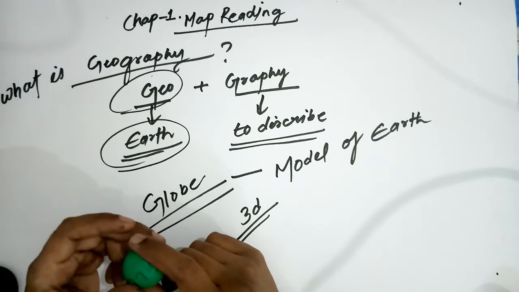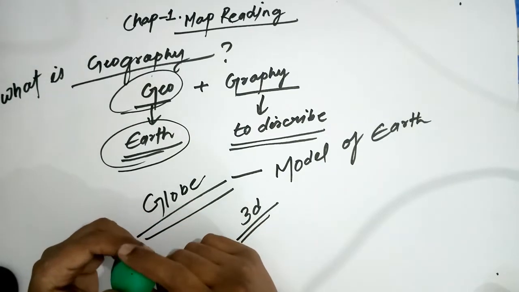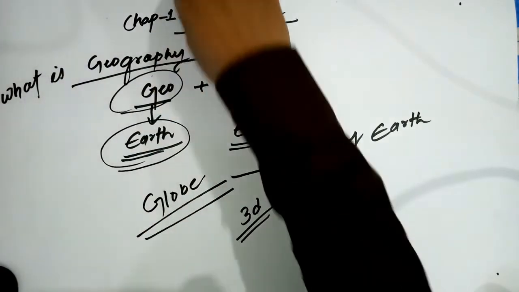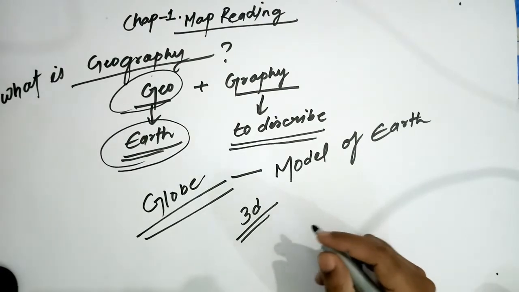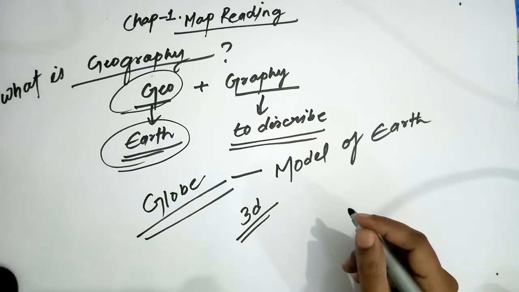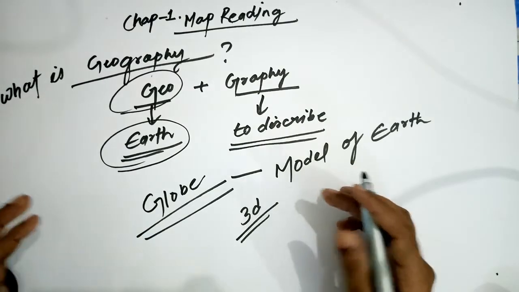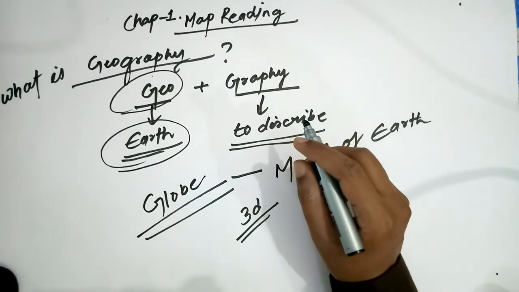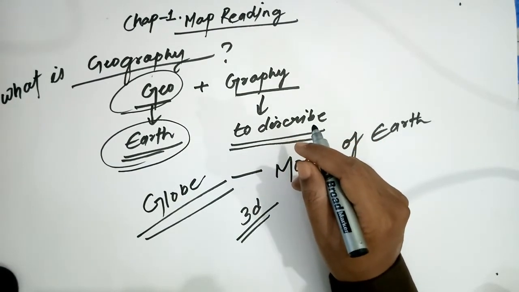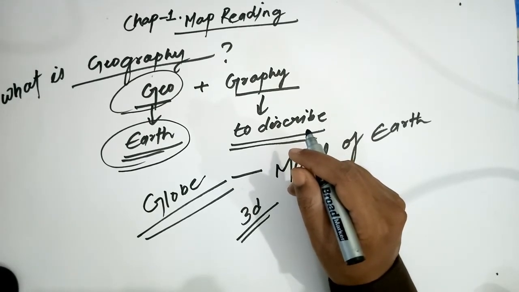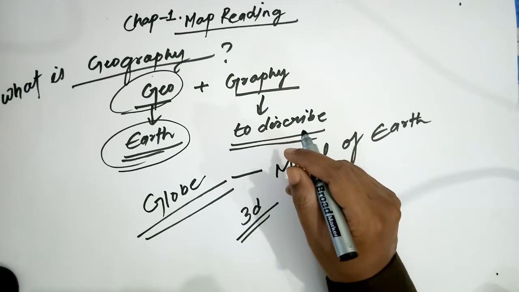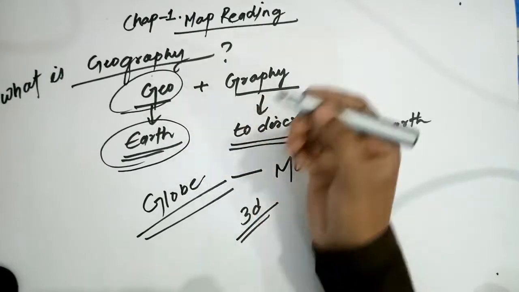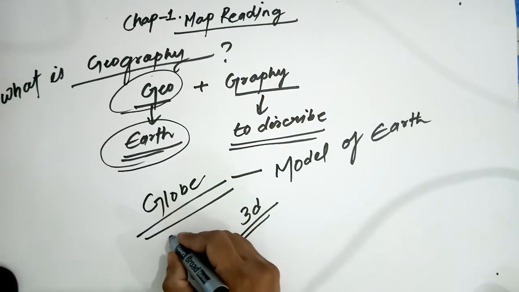A globe is very helpful, but it has some limitations also. Like what? When we want to study the Earth as a whole, then it is useful. But when we want to study only a part of Earth, such as our country, state, districts, towns, villages, at that time the globe doesn't work, because it has a very small area.